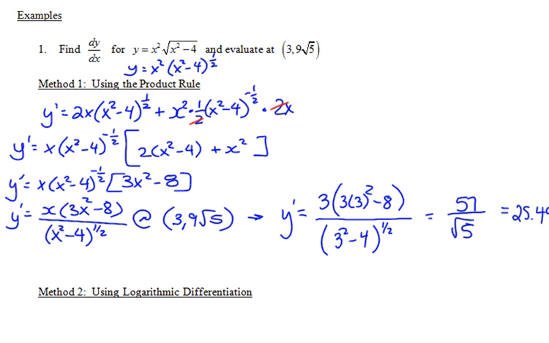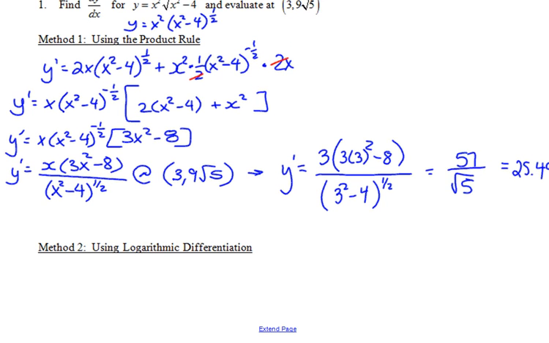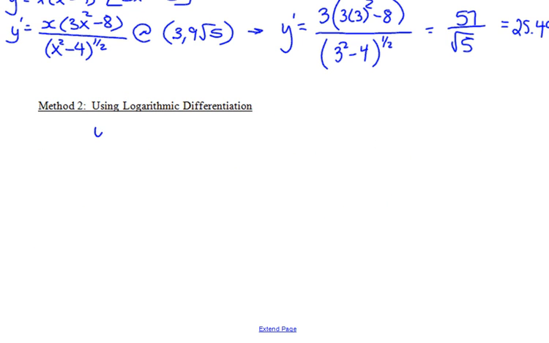Okay, so that's the old school way. I'm going to show you a new way today using logs. So if left side equals right side, then the log of the left side equals the log of the right side. But we're going to use natural logs. Okay, so method 2, if we know y is equal to x squared times x squared minus 4 to the half, if left equals right, then we can say, therefore, the natural log of the left equals the natural log of the right.